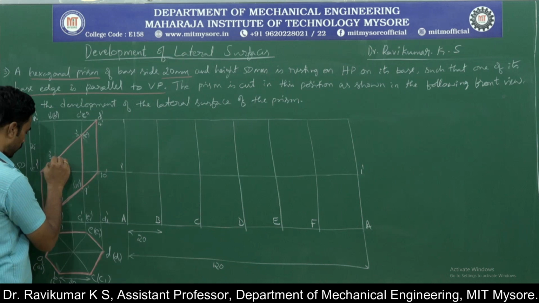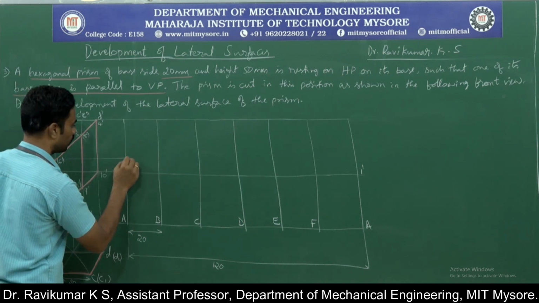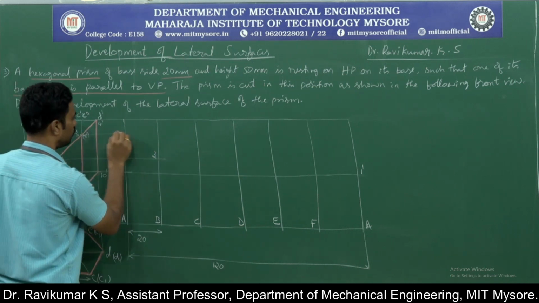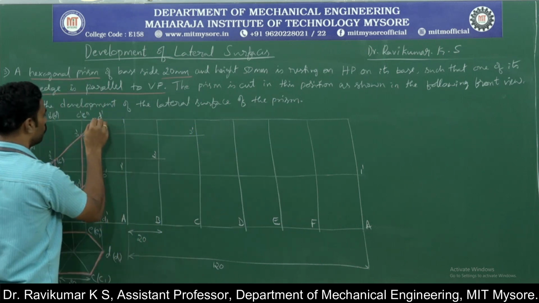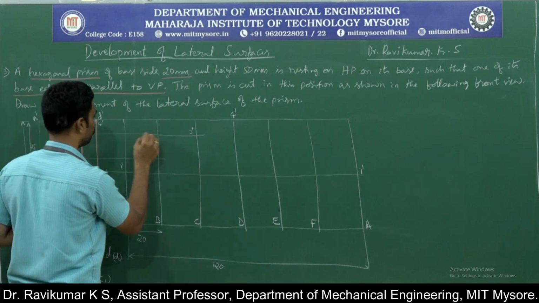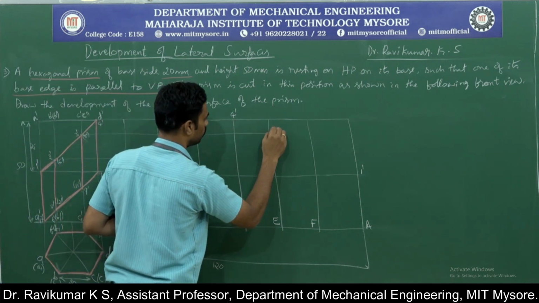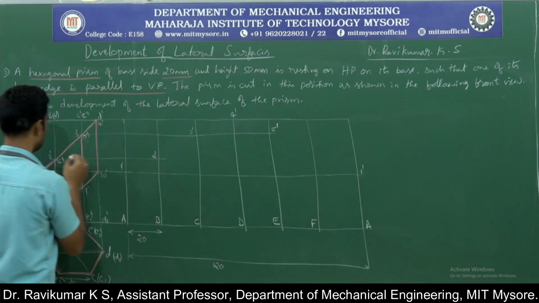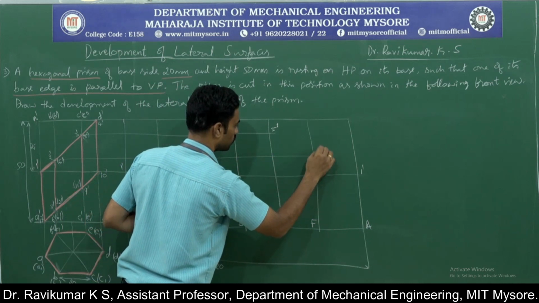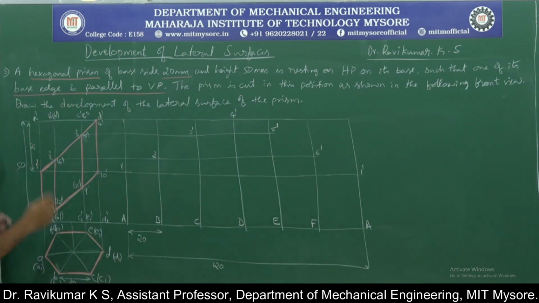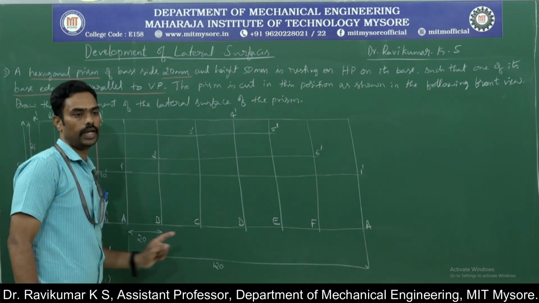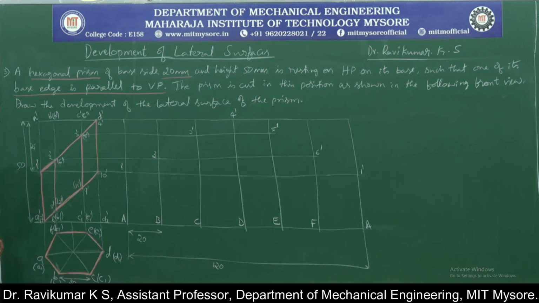Similarly 2 dash is for B, 3 dash is for C, 4 dash is for D, 5 dash is for E, and 6 dash is for F, then 1 dash. So this is where the first section plane cuts all the lateral edges.